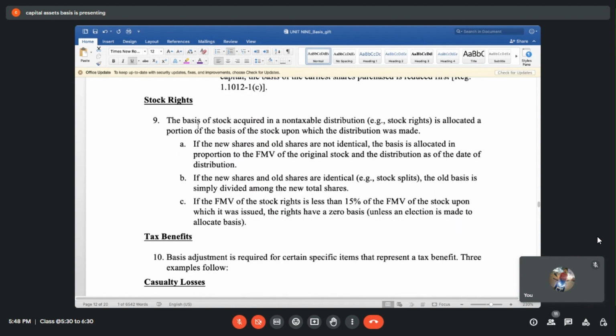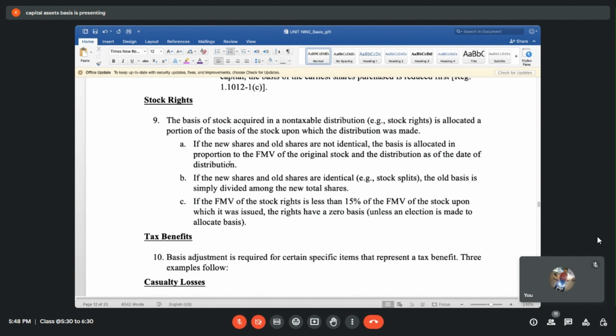Stock rights, we have already covered this. I'm not going to put in too much time here, but we can just quickly go over that. And I would just want Garima, can you read this and just explain what that is?